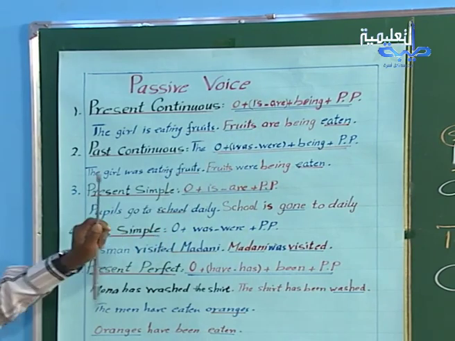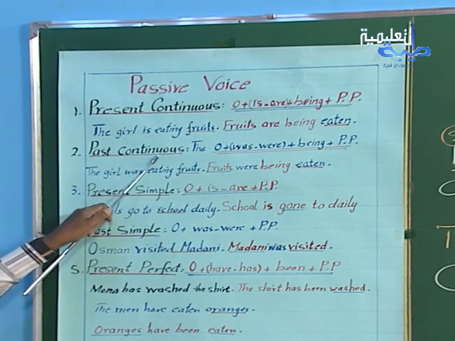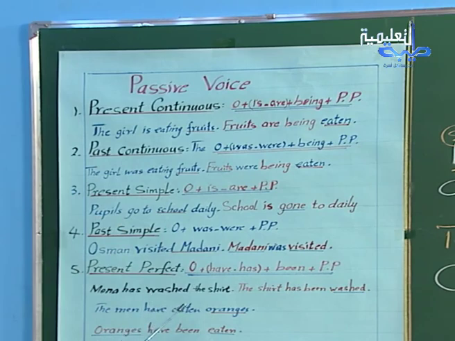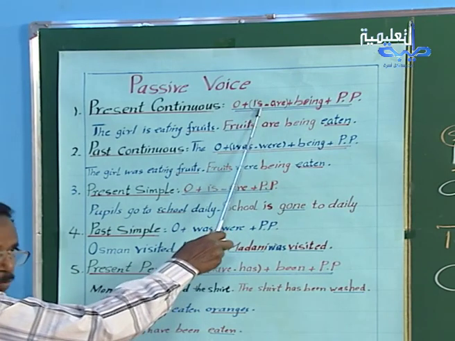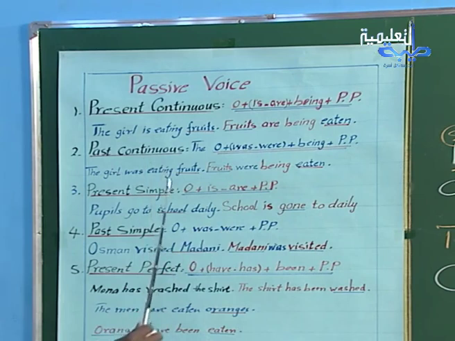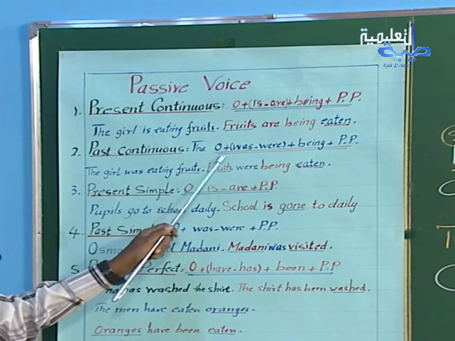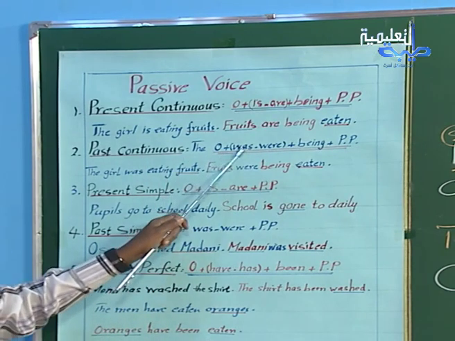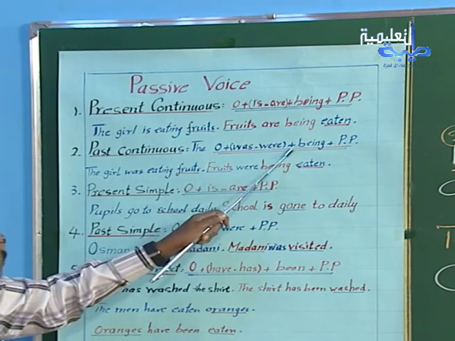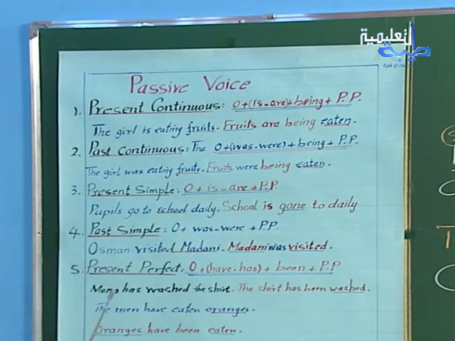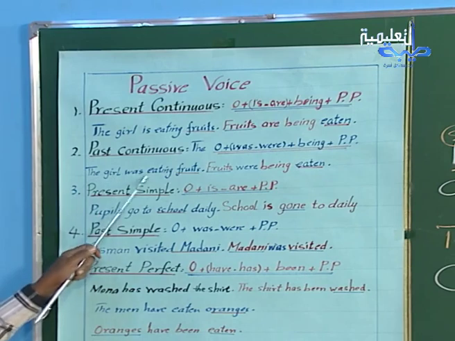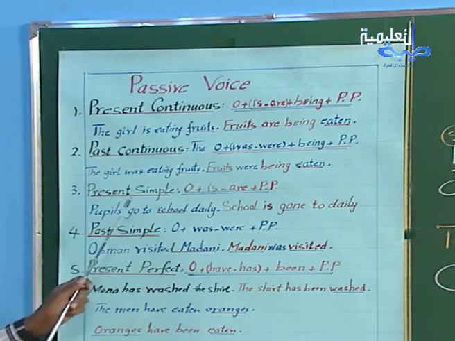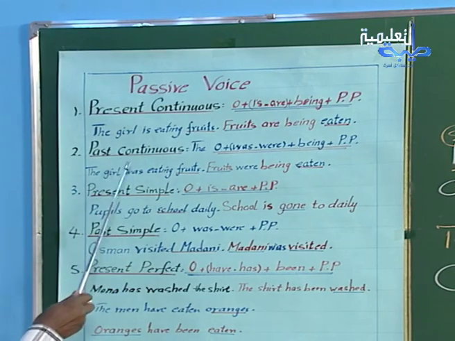For the past continuous, what are we going to do? Only change is to was and are to were. For example, the rule is object plus was or were plus being plus past participle. Example, the girl was eating fruits. We change is to was.